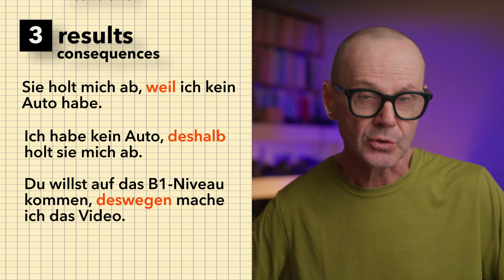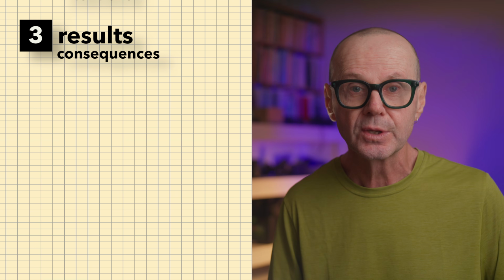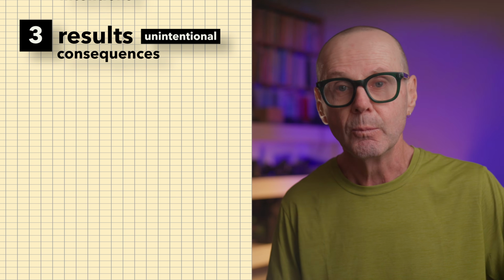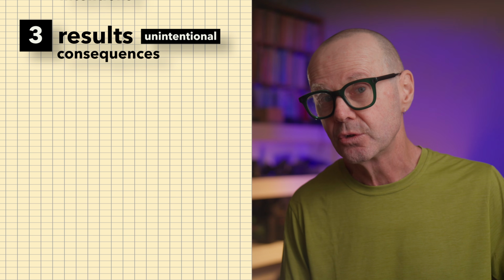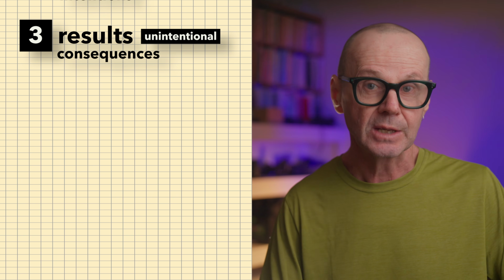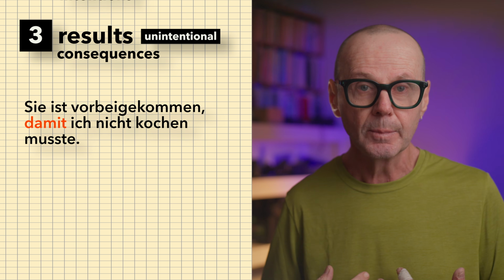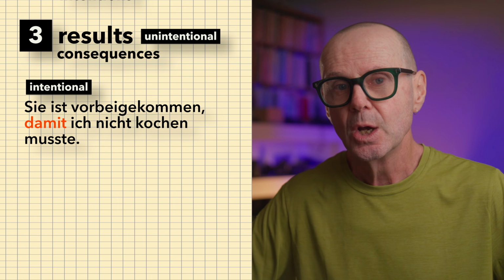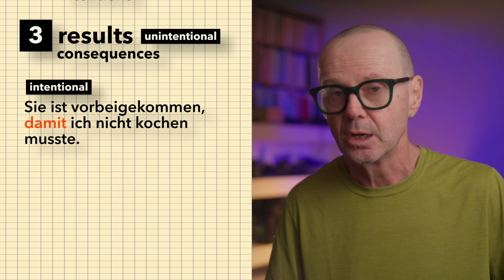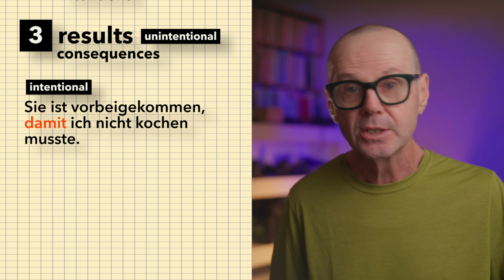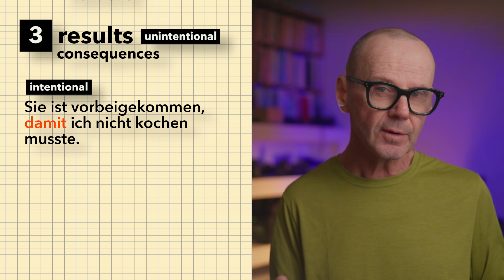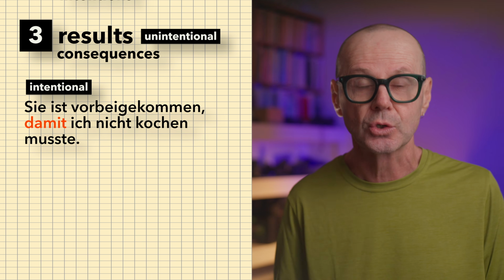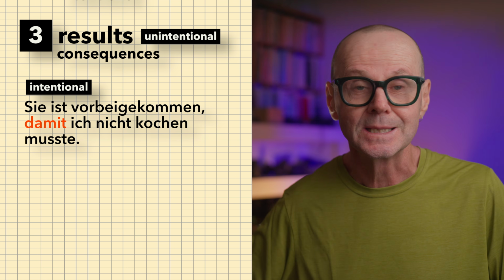Okay, let's turn things around now, because sometimes we do things and they have rather unexpected results or consequences. Can we use one of the structures that we've already introduced, or do we need a new one? Let's take this example. Sie ist vorbeigekommen, damit ich nicht kochen musste. That was her purpose. But maybe we just want to express the idea of consequences or unintended results of actions. But what if I wanted to cook and she's come around and taken over and I didn't get a chance to cook what I wanted to? Well, that is a different matter.